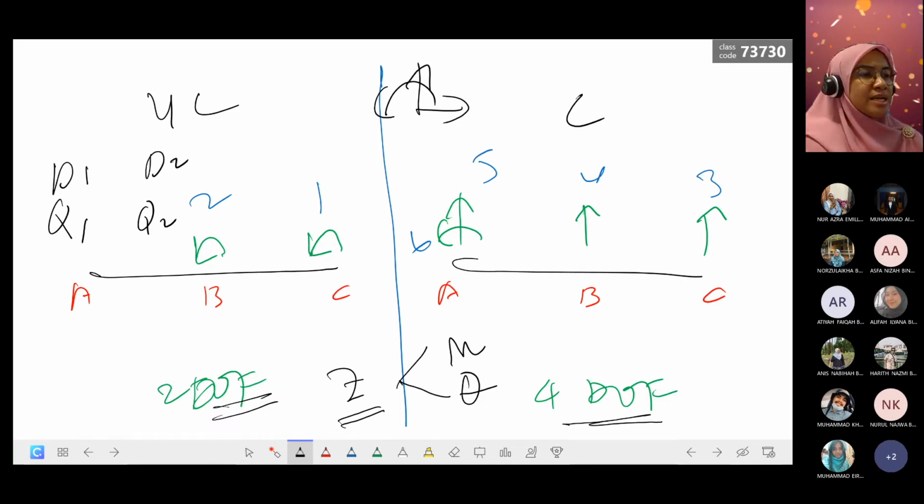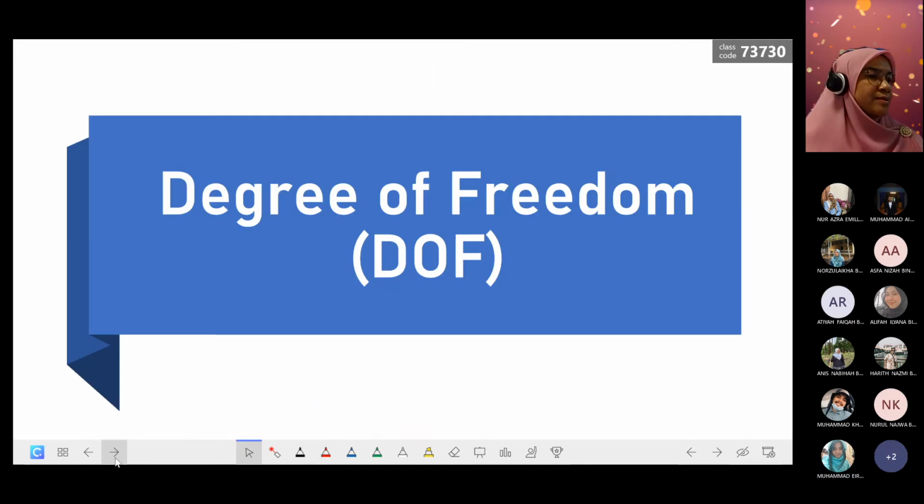So what is actually the definition of D1? D1? Rotation at C. What is D2? Rotation at B. So how does it actually look like?